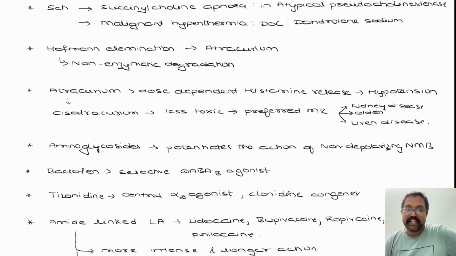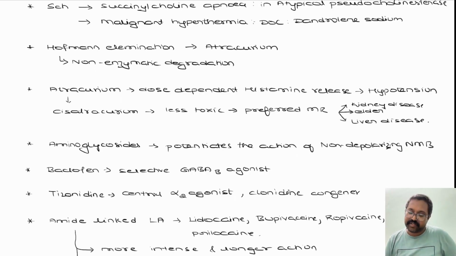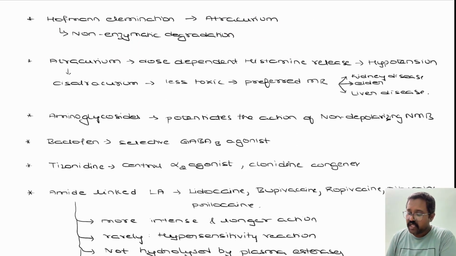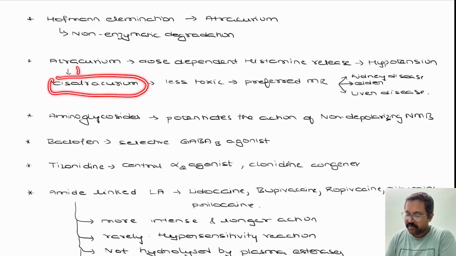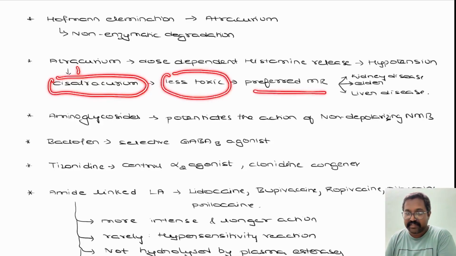Which drugs undergo non-enzymatic degradation, Hofmann elimination? That is atracurium and cisatracurium. Atracurium has dose-dependent histamine release, which is responsible for hypotension. Whereas cisatracurium, a derivative of atracurium, is less toxic in nature and is preferred as a muscle relaxant of choice in case of kidney disease, elderly and liver disease.